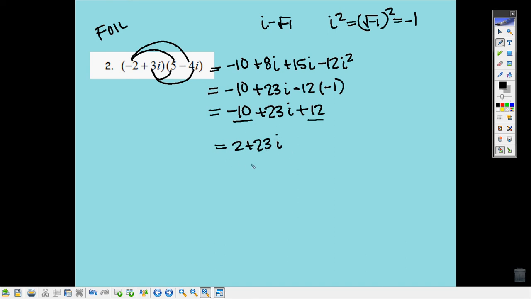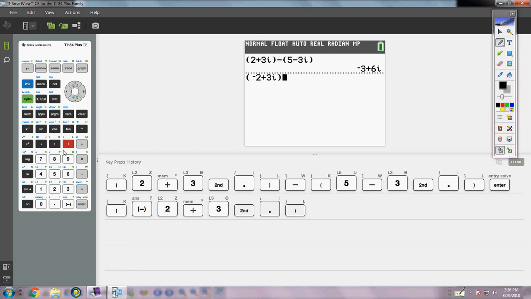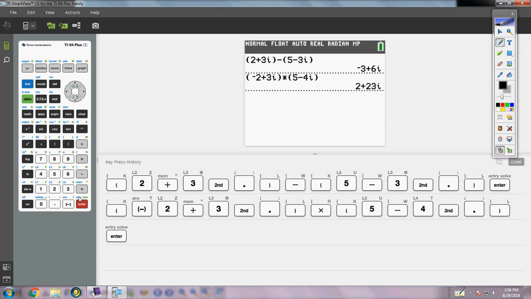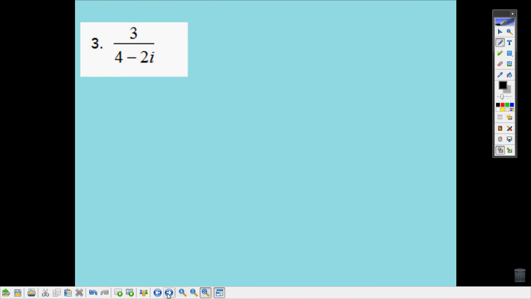Now remember, it is imperative that you write this in a plus bi form so that the imaginary part is always second. So to take a look at our calculator, we're going to do parenthesis, negative, make sure you use the negative key and not the minus, plus 3i, close parenthesis, times 5 minus 4i, and we get 2 plus 23i. The same answer. Okay?